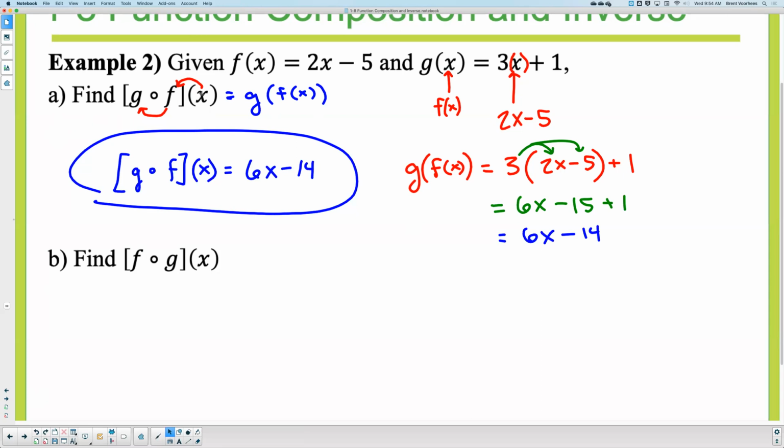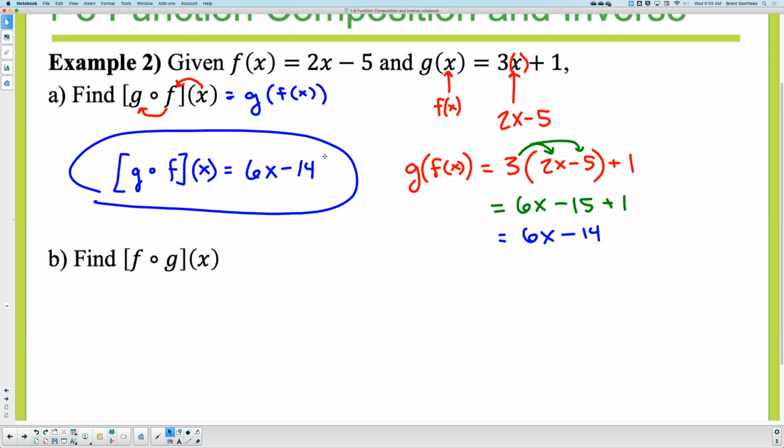Where would I plug in the 2 first? In the equation. In the f. I'm plugging in a 2 here. We're just doing an experiment. What's 2 times 2? 4. And then you would minus 5. You would get negative 1. Then you would take that result, negative 1, and plug that into g. So if I plugged in negative 1 here, it would be 3 times negative 1, negative 3 plus 1, negative 2.